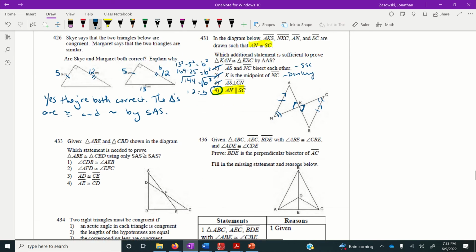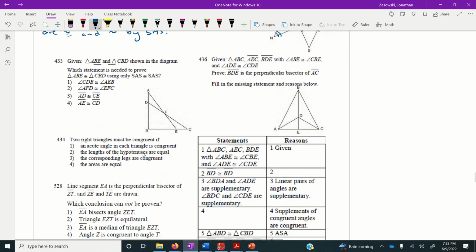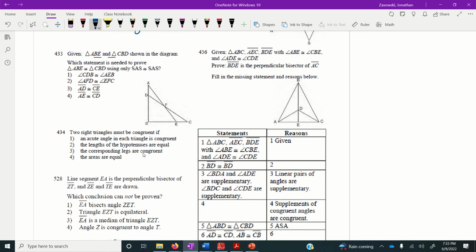All right, number 433 right below that one. Given that the two triangles are shown, the other information that we have here that got kind of cut out is that DB is congruent to BE. So we would also know that. So we're going to mark that on our diagrams here. That's something we know. And we want to know which statement could we use to show that these two triangles ABE and DBC are going to be congruent because of, and this is important, side, angle, side.